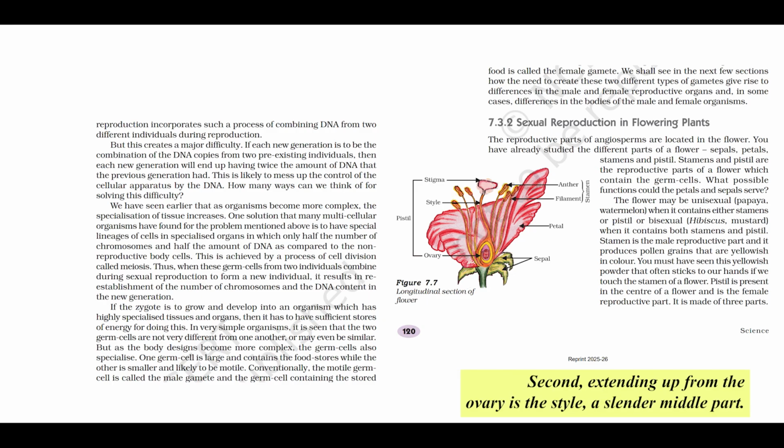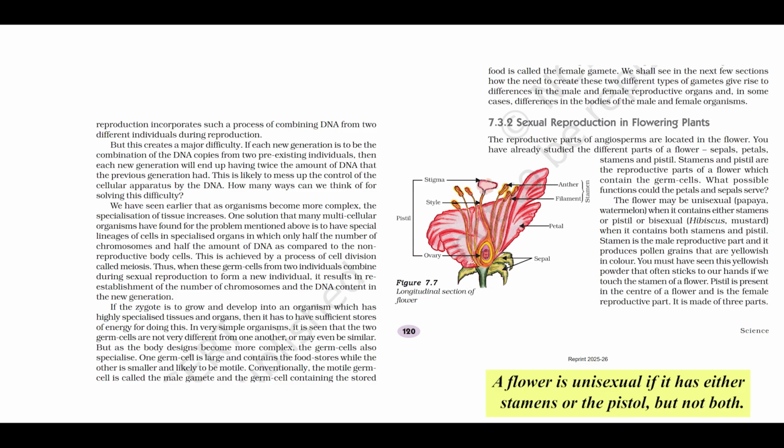Second, extending up from the ovary is the style, a slender middle part. And third, at the very top is the stigma. It's the terminal part, often sticky or feathery, designed to effectively trap pollen grains. Ovary at the bottom with ovules and eggs, style in the middle, sticky stigma at the top. Got it. Perfect.